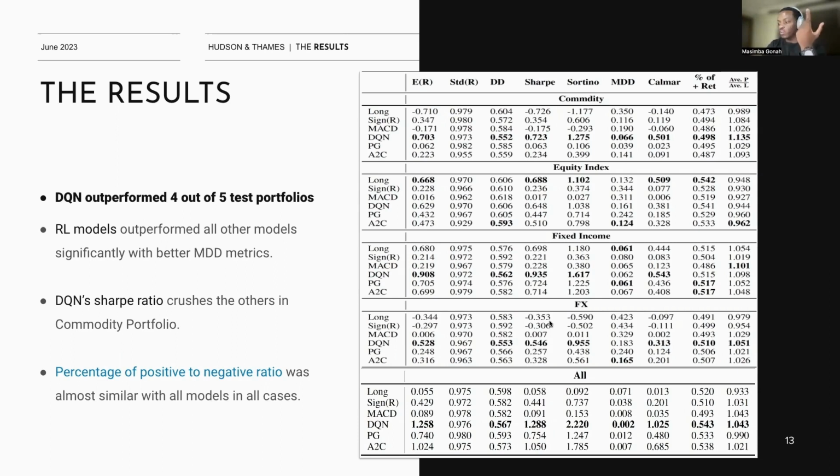When you see things like long only, SINR, having a negative Sharpe ratio, and also MACD having a very low Sharpe ratio, I think it's positive to see that DQN actually had a significantly high Sharpe ratio in that scenario. And that goes to show that deep reinforcement learning is actually viable too.